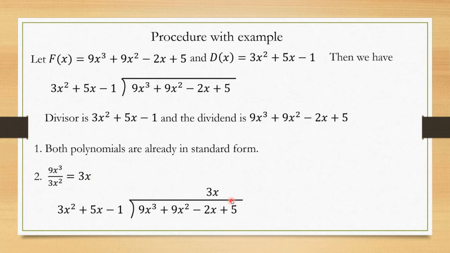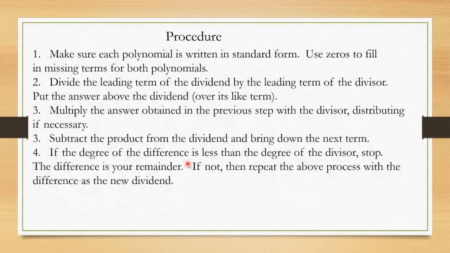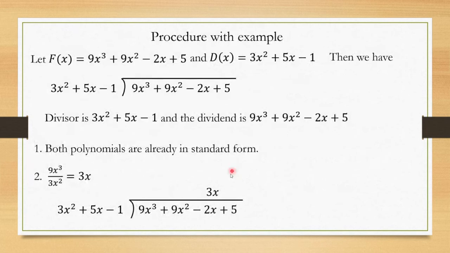Now, notice also where I put it. I put it over the like term of the dividend, right? That's actually one of the steps here, if I remember correctly. Oh, right here, step 2. You put the answer above the dividend over its like term. Okay. So we have this so far.